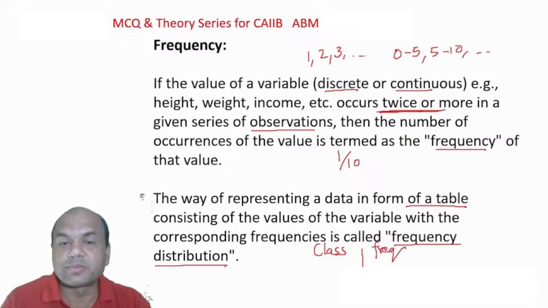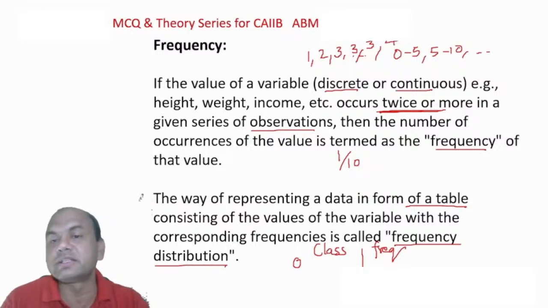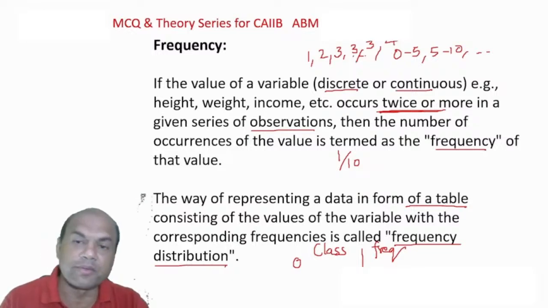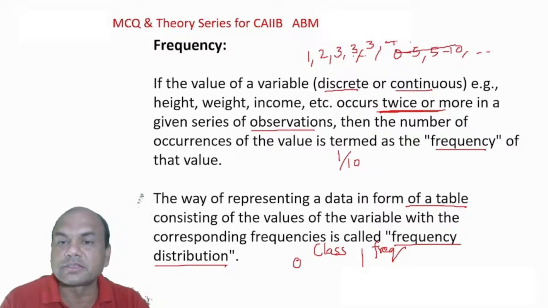Now I'll explain to you. Suppose I have these numbers 1, 2, 3, then 3 again, then 3 again, then 4. And I start writing these classes, 0 to 5. 0 to 5 means everything will be over here only, so let me make smaller classes: 0 to 2, 2 to 4, and then go on 4 to 6, and so on.